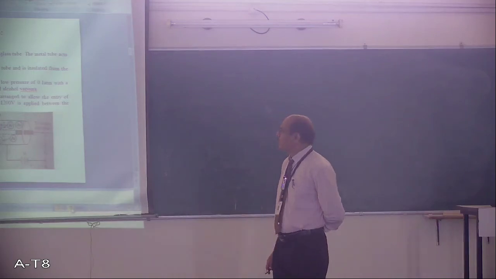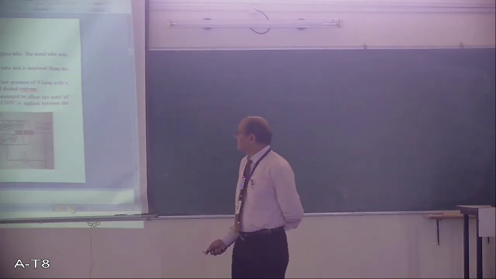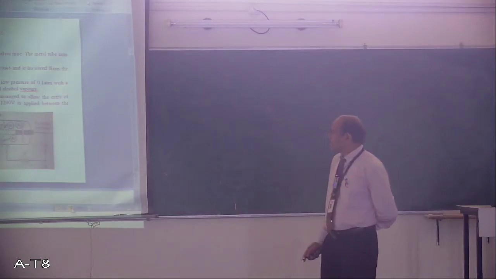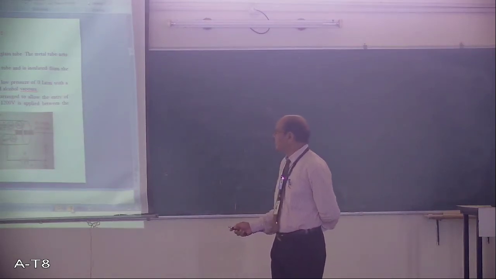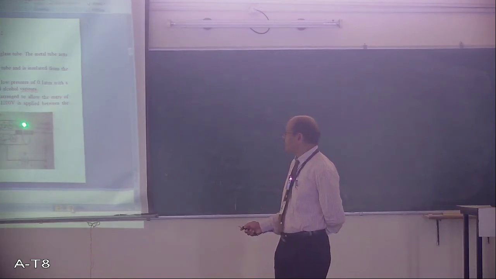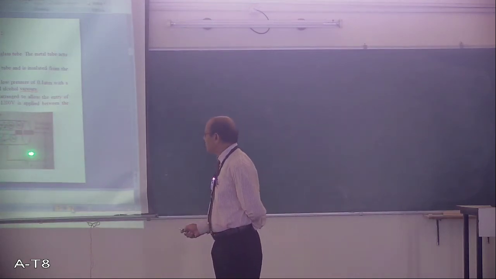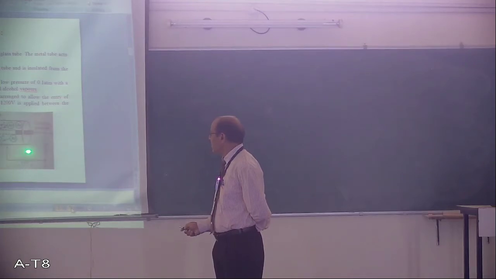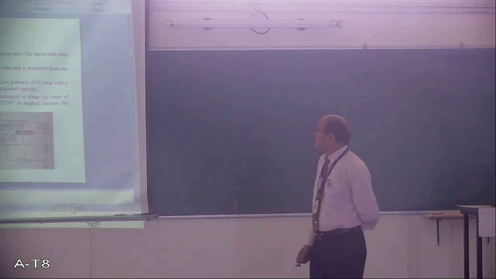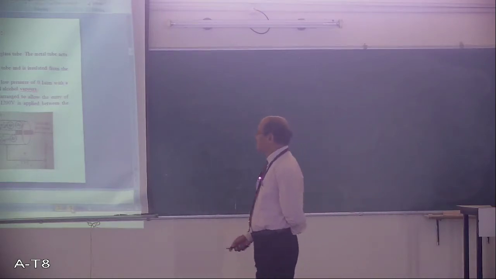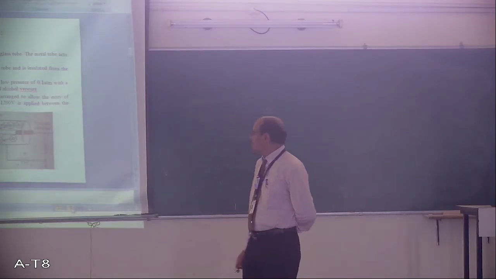Its construction is shown here in this diagram. It consists of a rugged metal tube. So this is a metal tube. It is shown here. This is enclosed in a thin glass plate. Above this there is a thin glass plate that is not shown. The metal tube acts as a cathode.